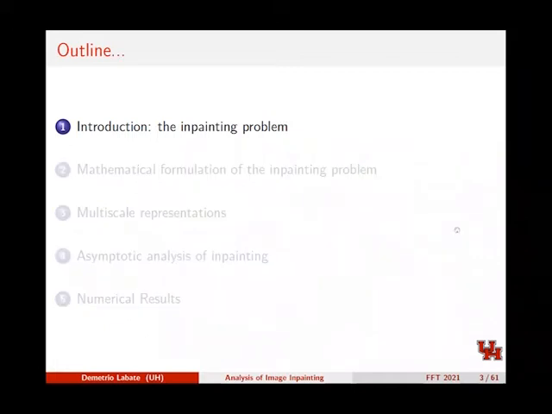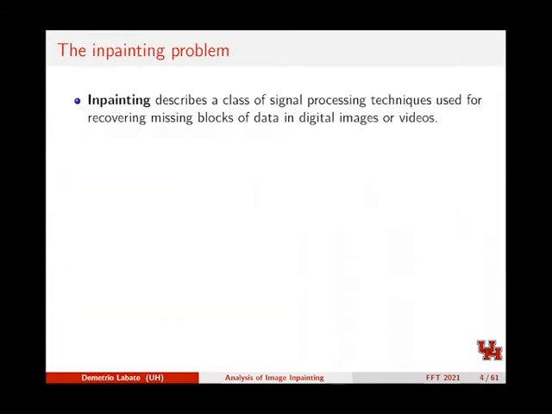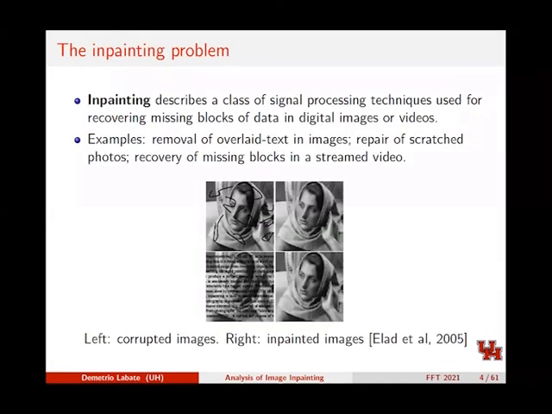All right. So I will start with the inpainting problem with very basic ideas here. Inpainting is a classical task in image processing, which is aimed at recovering missing blocks of data in digital images and videos. Classical examples are the removal of overlay text in images. You may have photos that have been damaged or videos where there are missing frames. Those are all problems where you can try to find a way to mathematically interpolate, so essentially to recover the missing information.